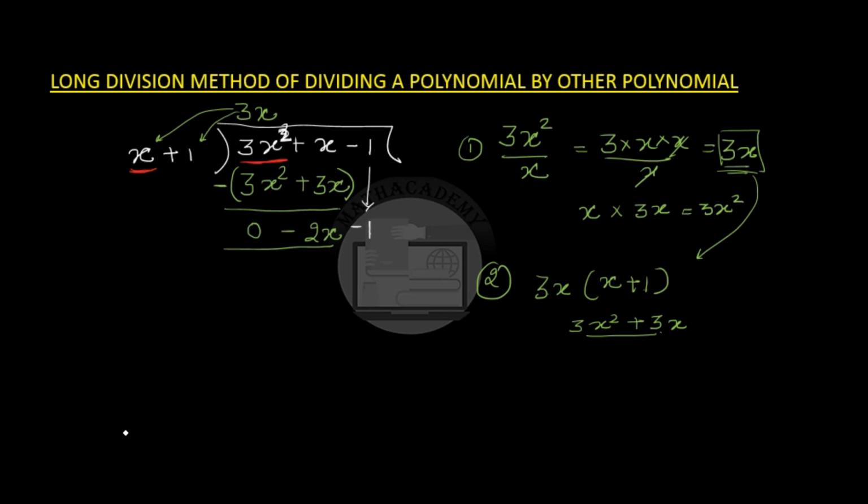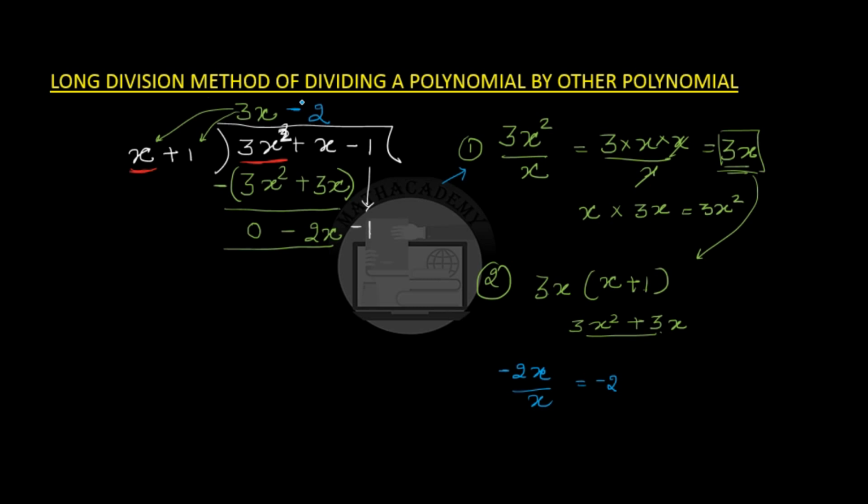Now let us see what we do now. Our new dividend in this case becomes minus 2x minus 1, and it has to be divided by x plus 1. So we will repeat our step 1 again. This was our step 1 where we divided the first term of the dividend by the first term of the divisor. So we will do minus 2x divided by x, which gives us a negative 2. This means that the second term of our quotient is negative 2.